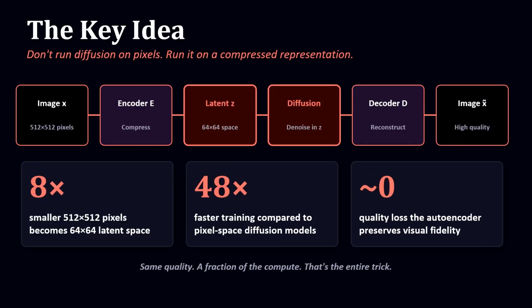Compress the image down with an encoder, run diffusion in that tiny latent space, then decode it back up. 8 times smaller and 48 times faster, with almost zero quality loss.